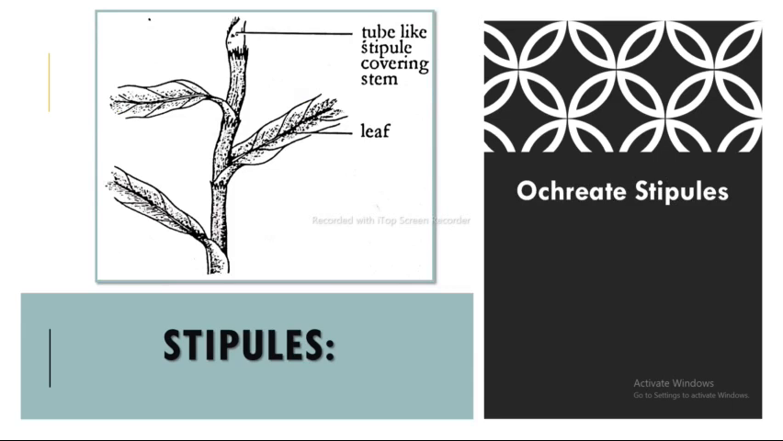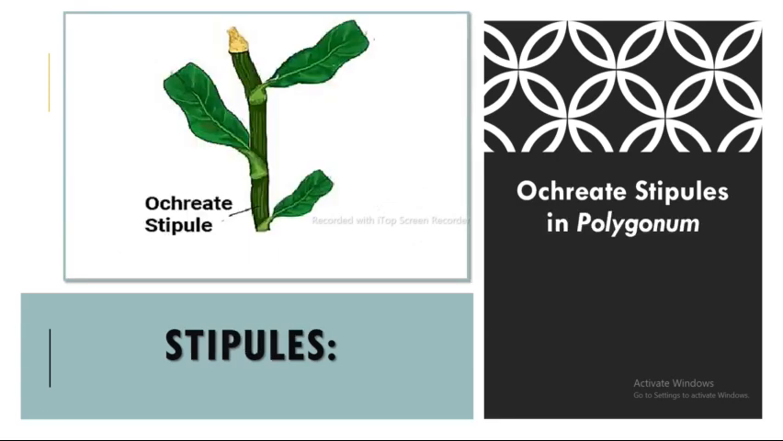The next type of the stipules is the ochreate stipules. In the figure you can see that this is a tube-like stipule which is covering the stem, and this is the leaf. Ochreate stipules usually form a hollow tube encircling the stem from the node up to a certain height of the internode in front of the petiole. And the example of these stipules is Polygonum. So these are the ochreate stipules in Polygonum as shown in the figure.